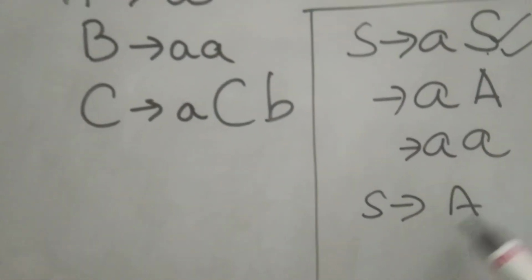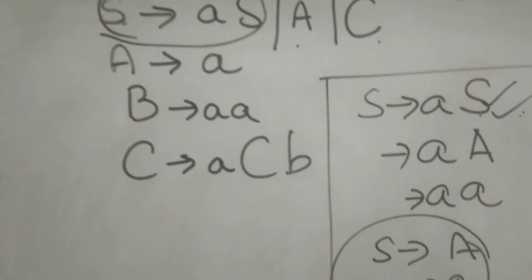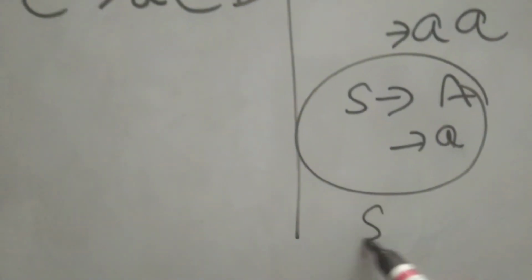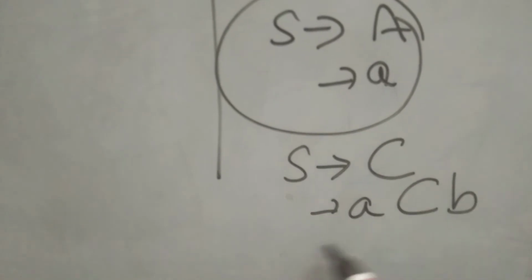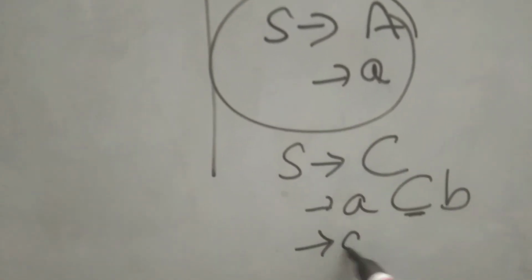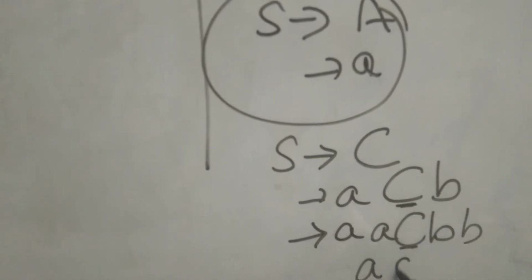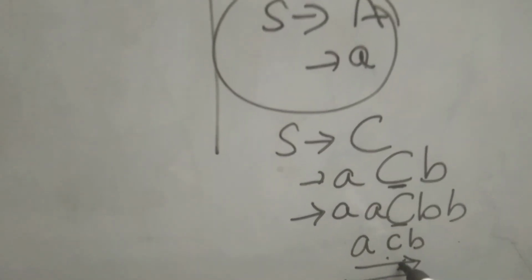Next coming to S tends to A. So S tends to A and this A will be replaced with A. So this is also a useful production. Next coming to S tends to C. And this C will be replaced with ACB. Again this C will be replaced with ACB, again with ACB, and so on. It is recursive, we got no terminating string. That's why this is not a useful production.